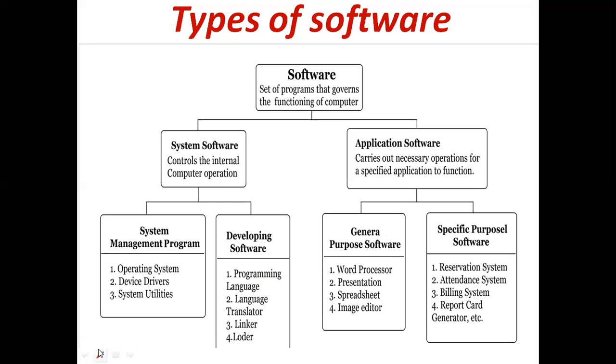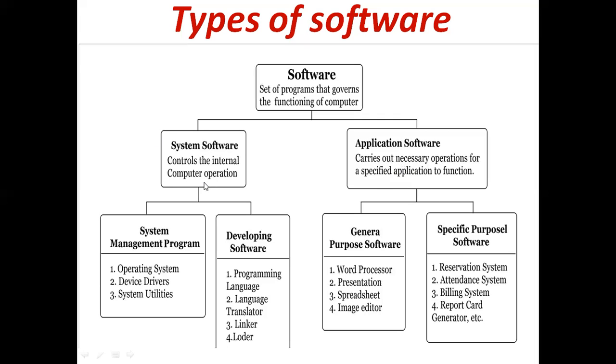For example, we are having many general purpose software: word processor, presentation, spreadsheets, image editor. These are all general purpose software. Here we are having specific purpose software. Specific purpose software means a particular application, like a reservation system, attendance system, billing system, report card generation, etc., right? So these are all application software specially developed for a particular application, that is called application software.